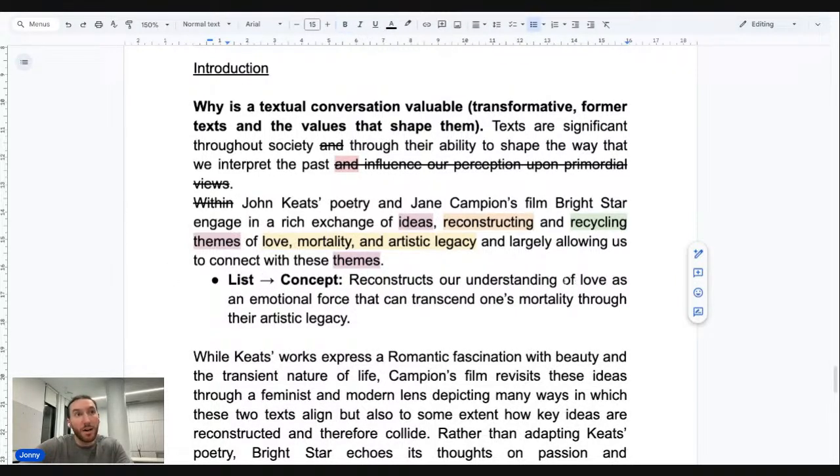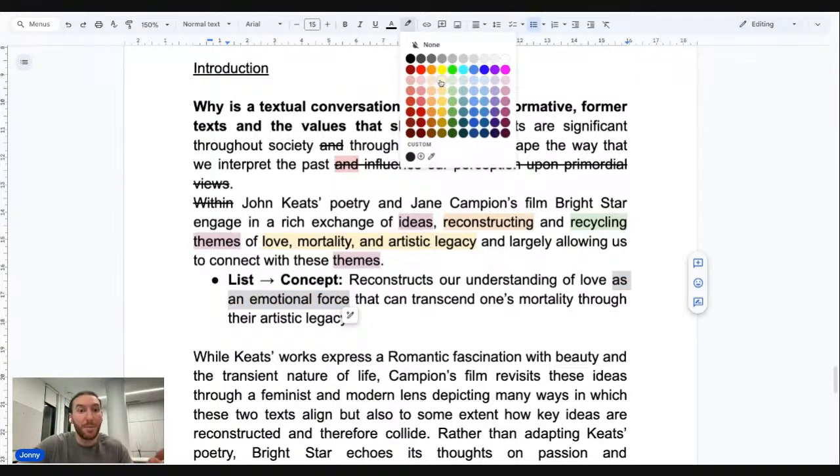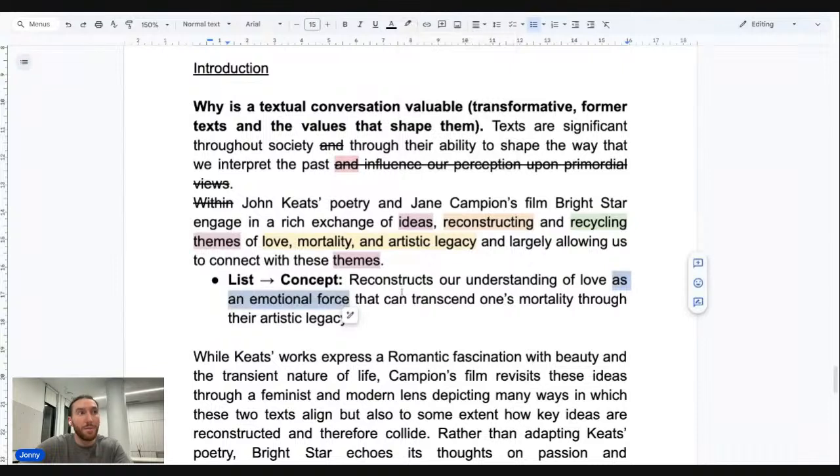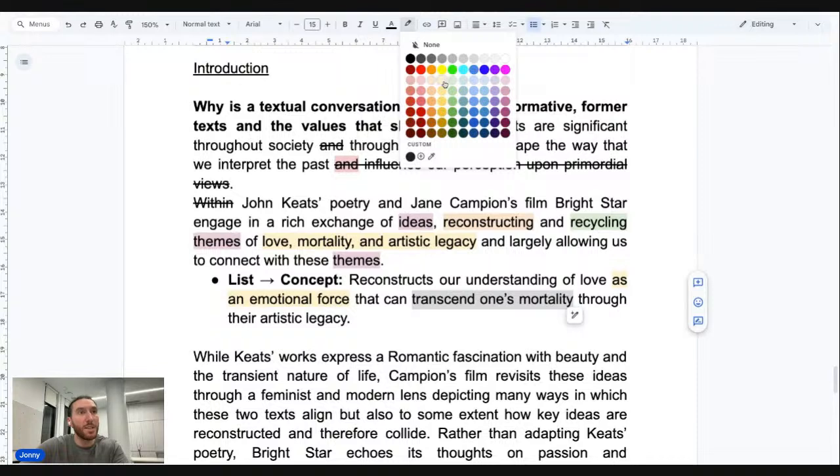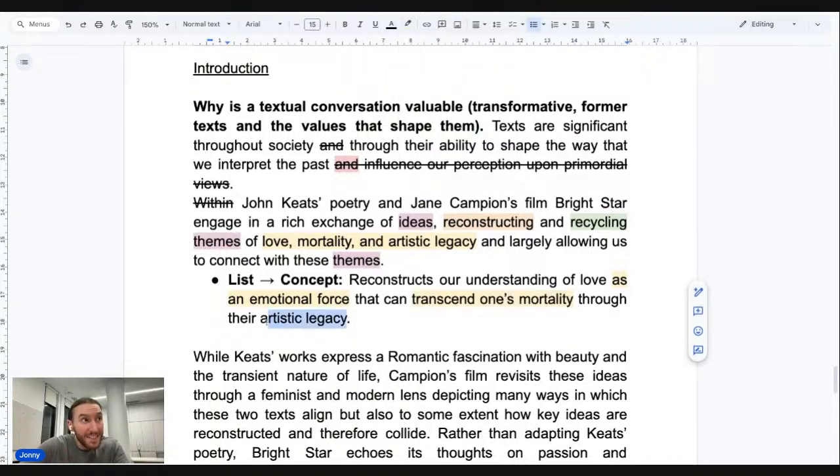So it reconstructs our understanding of love as an emotional force. See, we're defining love as something. We're not just saying love, mortality. We're saying love is an emotional force. Okay, now tell me something insightful about it. What can it do? What's the cause and effect? It can transcend one's mortality. It can transcend one's mortality through their artistic legacy.